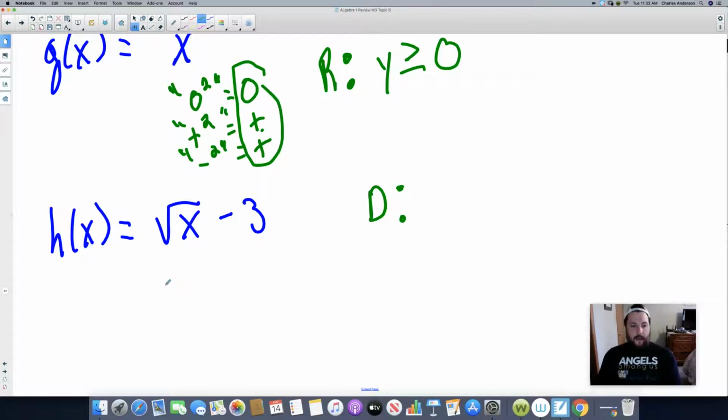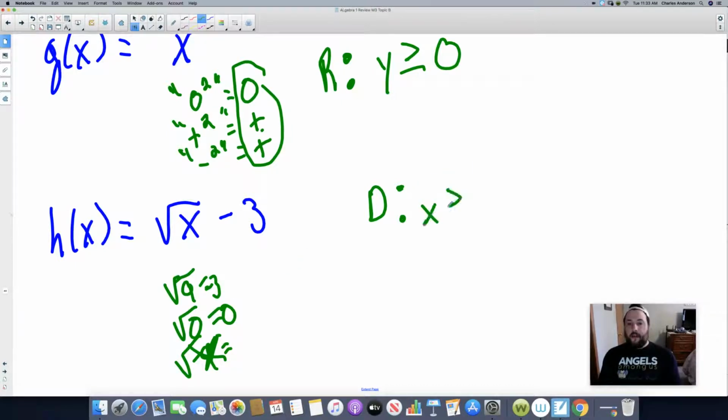Well, I can square root a positive number. For example, the square root of 9 is 3. That works. I can square root 0, that's 0. Can I square root a negative number like negative 9? Well, I can't, because there's no real number that when you multiply by itself gets me negative 9. So the domain is not all real numbers here. The domain is x is greater than or equal to 0. In other words, I can square root 0 and any number greater than 0.